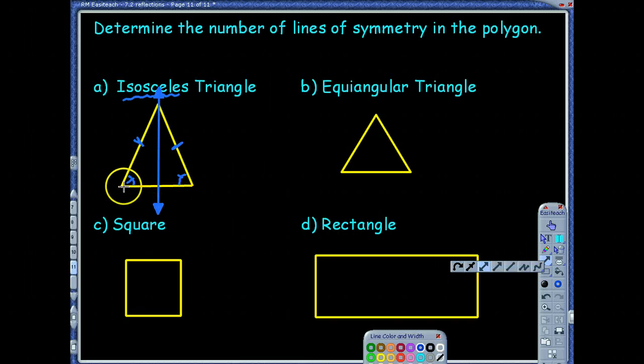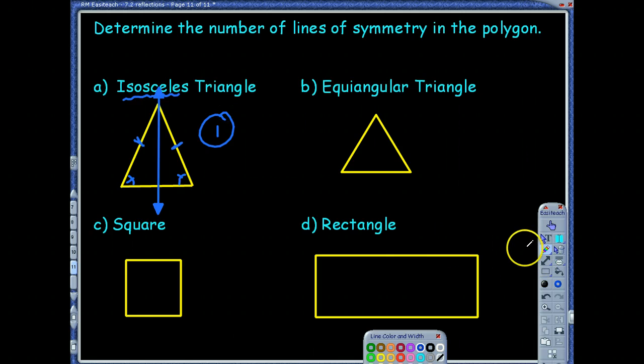If I draw from this vertex, is that going to work? Not if it's just isosceles. I bet on the next one though, the equilateral, that would be true. The reason why is because this side right here and this side are not congruent, so they're not going to map onto each other. Again, that's the key here. So to determine the number, there's only one.